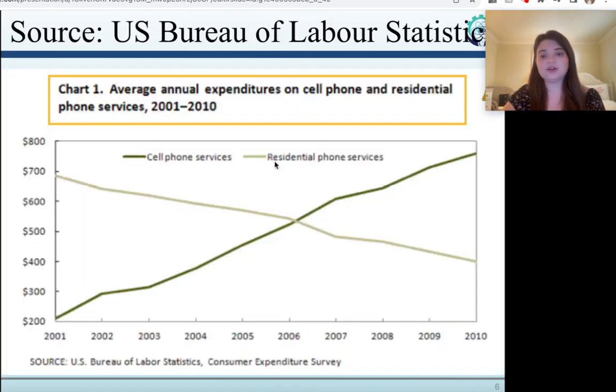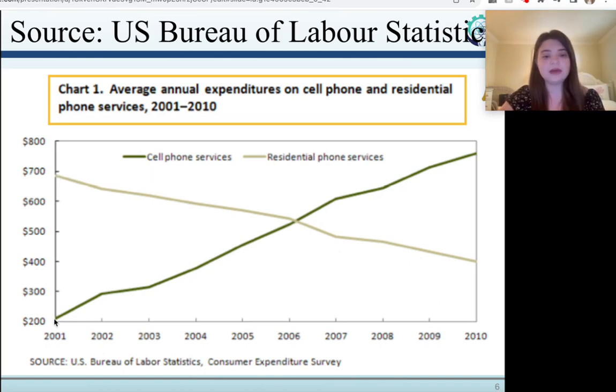So landline phones are less common today. I don't know how many people still have them. I've never had a landline phone personally. I just have a cell phone. But back in the earlier days, it was a lot more common for people to have landline phones, right? That was a common thing that people would have and that they would pay for back in the early years. And this graph shows that, right?